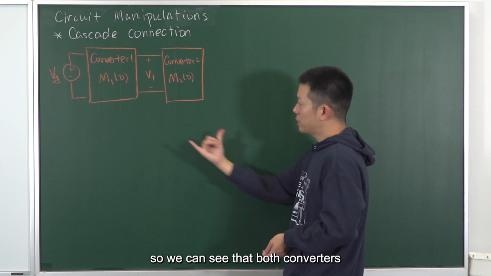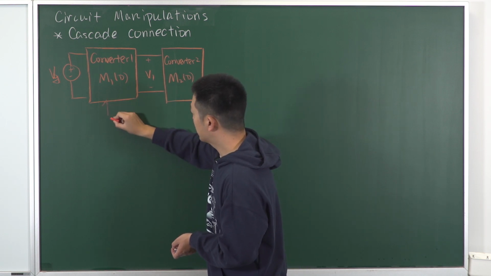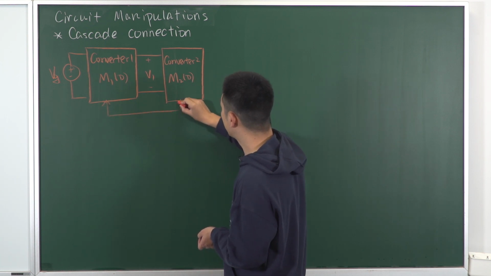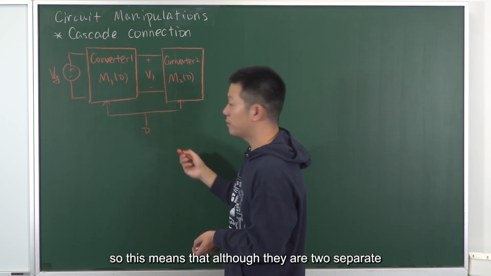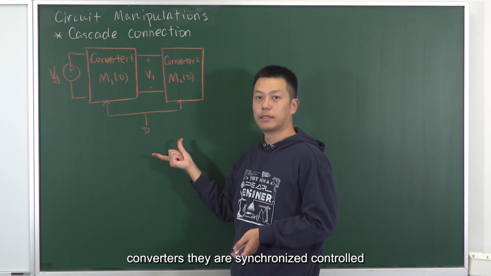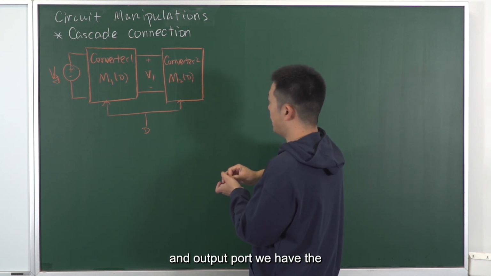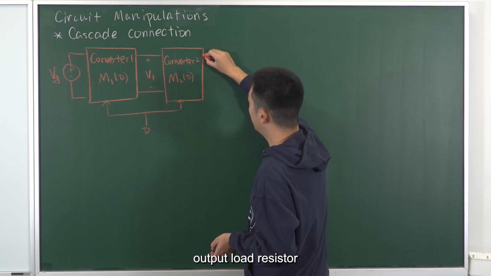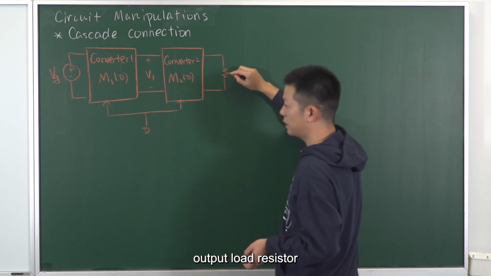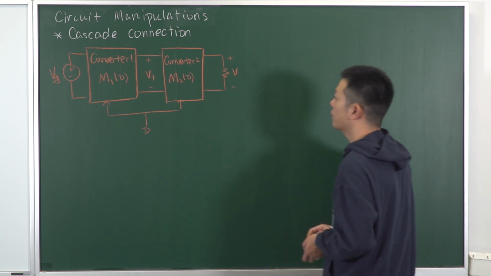So we can see that both converters have the control variable as duty ratio, D. So this means that although they are two separate converters, they are synchronized controlled. And at the output port, we have the output load resistor. So the voltage here is denoted as output voltage, V.